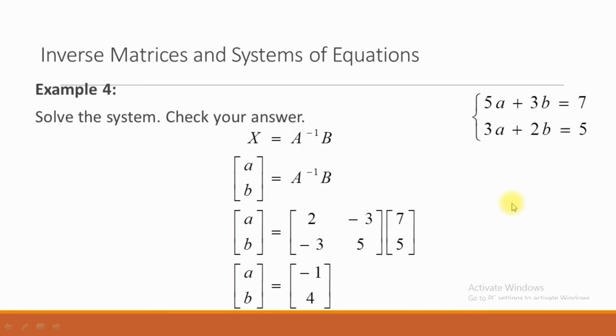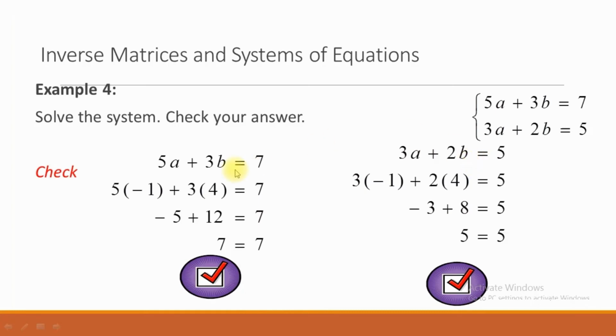So now to check the result, putting these values of a and b in the given system, we obtain, this is equation number 1, 5a plus 3b is equal to 7. So 5 into a, this is the value of a, plus 3 into b, this is the value of b. On the right hand side of this equation we obtain 7. So minus 5 plus 12 is equal to 7. So the result is true for the first equation.